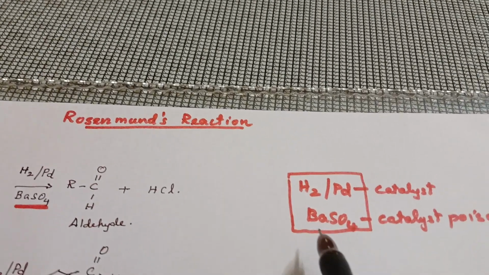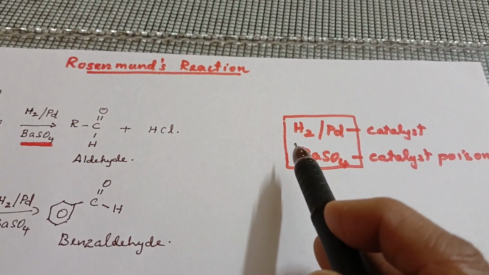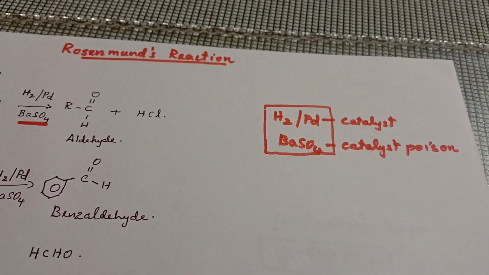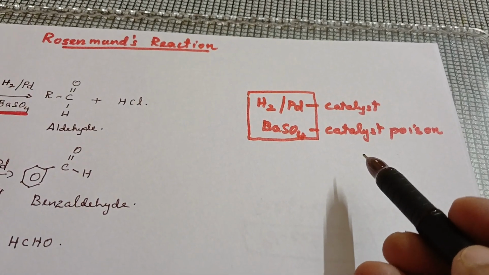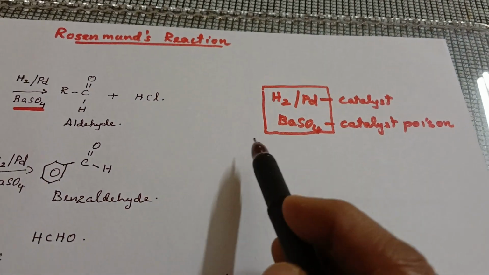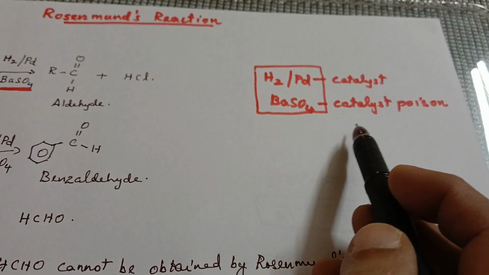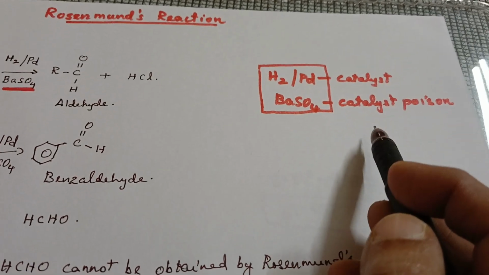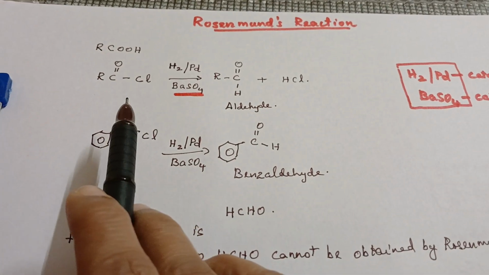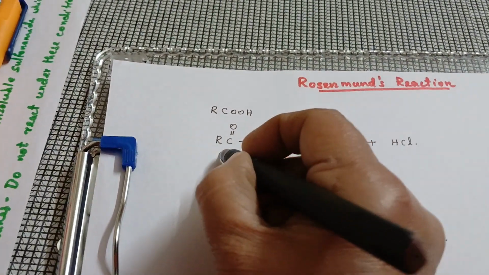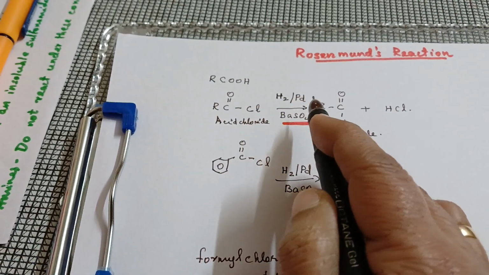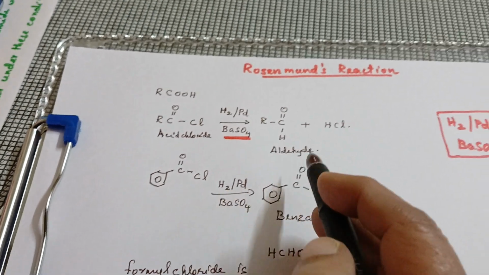So remember, the catalyst is palladium. It is addition of hydrogen or hydrogenation in the presence of palladium. You have learned about platinum being used in the case of hydrogenation, but here it is palladium in the case of Rosenmund's reaction or reduction. And barium sulfate or quinoline can be used as a catalyst poison. So Rosenmund's reduction is reduction of acid chloride using hydrogen in the presence of palladium and barium sulfate to give aldehyde.